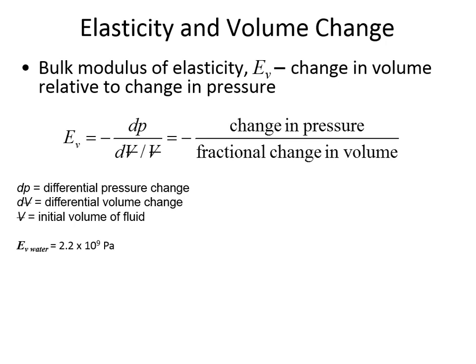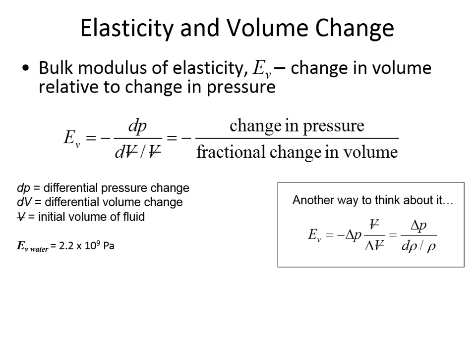Another way of thinking about it, the bulk modulus of elasticity for water, 2.2 times 10 to the 9th pascals. And we'll talk about the magnitude of that in just a minute, but I want to introduce this other way of thinking about it. You could also think about the bulk modulus of elasticity as the negative of delta P divided by V divided by the delta V. And so that's really the same as what was already there, right? It's just using delta instead of the D. So this is the same.